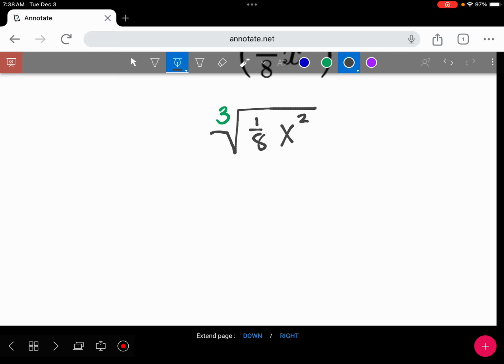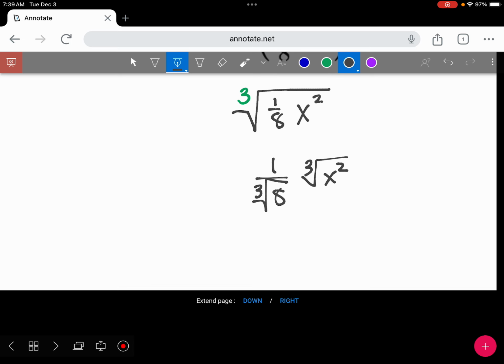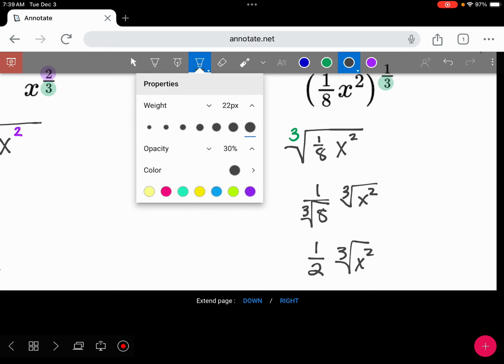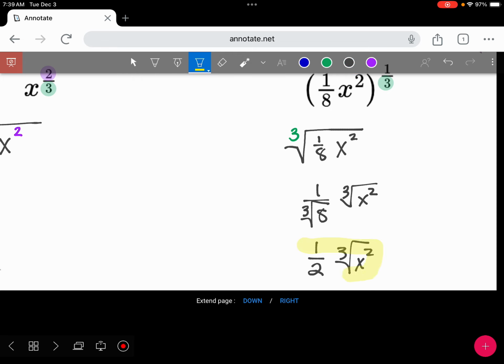Even if I do the cube root of 8, what's the cube root of 8? 2. So 1 half. Cube root of x squared. It's not pleasant. I just wanted us to look at that and kind of see it. That's our fully simplified version.